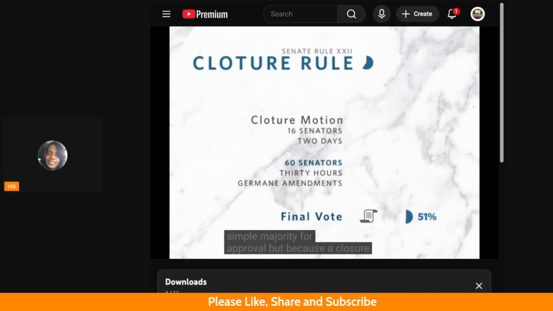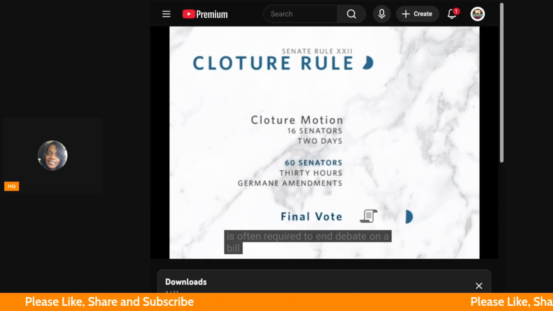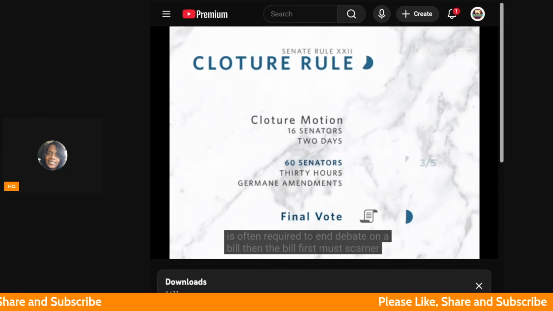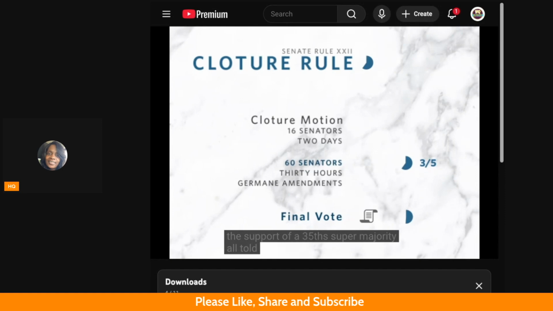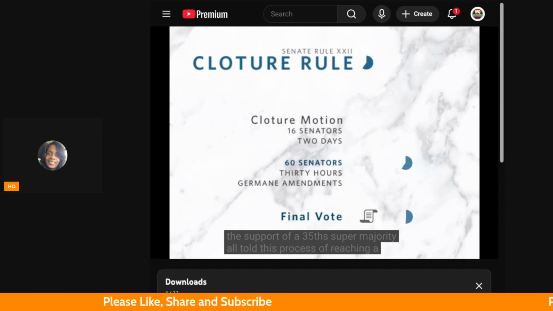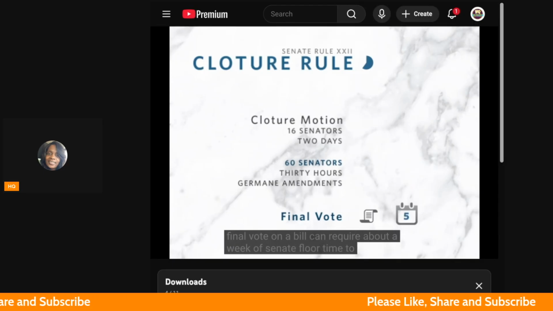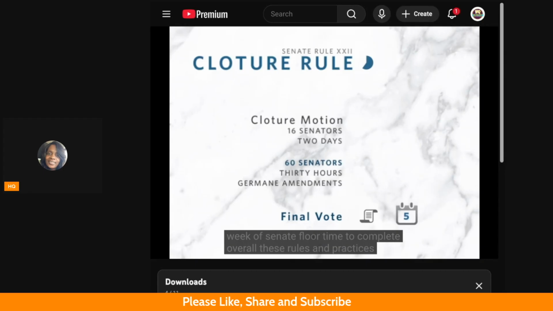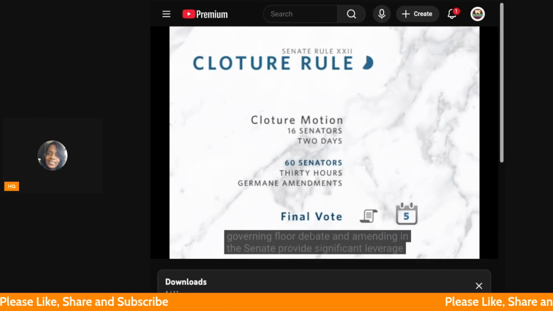But because a cloture process is often required to end debate on a bill, the bill first must garner the support of a 3/5 supermajority. All told, this process of reaching a final vote on a bill can require about a week of Senate floor time to complete. Overall, these rules and practices governing floor debate and amending in the Senate provide significant leverage to each individual senator.